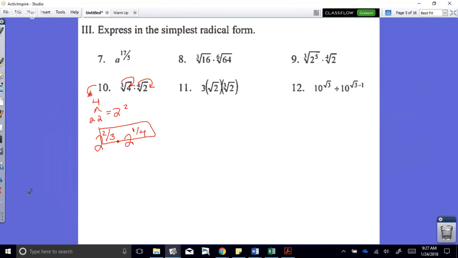The goal is to add these together since we're multiplying. Again, 3 and 4 can both become 12. To make 4 become 12, I multiply by 3. To make 3 become 12, I multiply by 4, so the 2 becomes 8. And I end up with 11. This time there are no even groups, so my final step is going to take 12 and put it back to the index. So my final answer is the 12th root of 2 to the 11th.